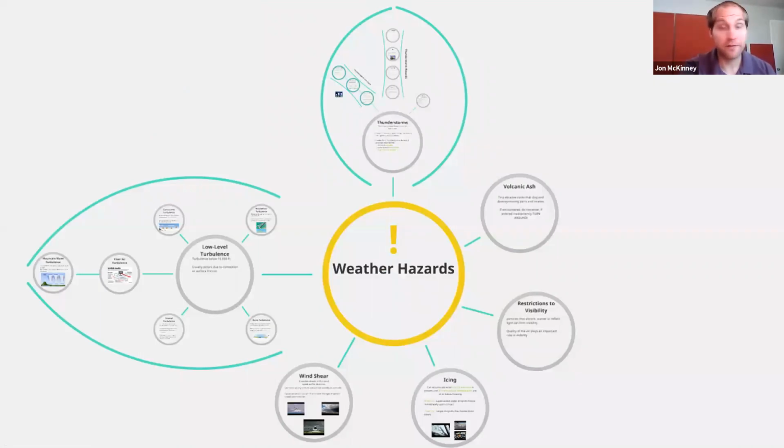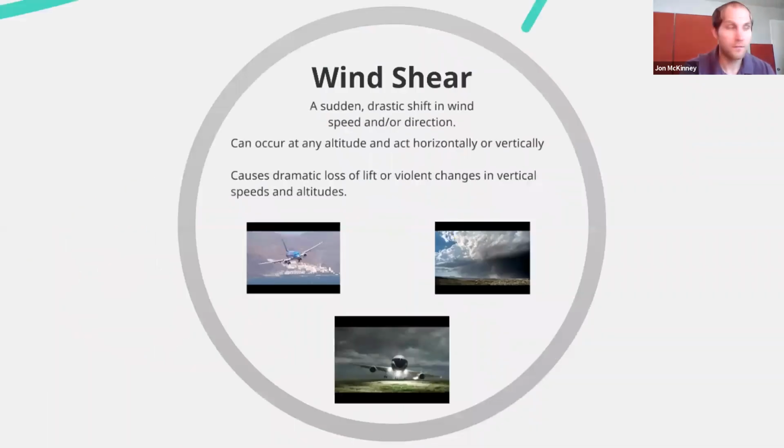Weather hazards. Wind shear. Okay, so what is wind shear? A sudden, drastic shift in wind speed and/or direction. It can occur at any altitude, could act horizontally or vertically, and could cause dramatic loss of lift and violent changes in vertical speed and altitudes.